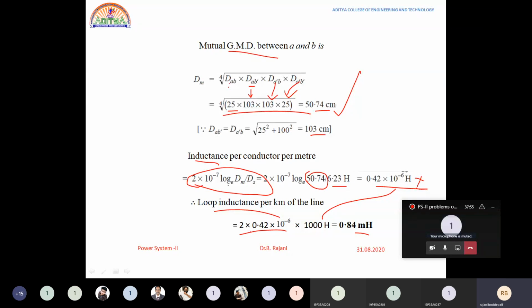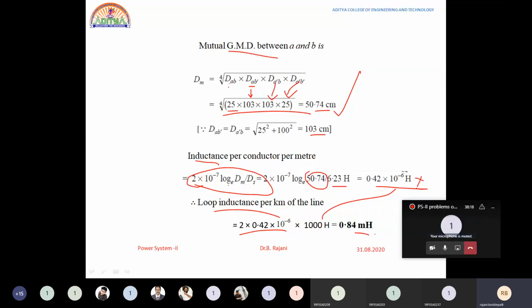Whatever value we obtained over here is multiplied by 1000, so that we are talking in terms of kilometers. Then it becomes 0.84 millihenries, that is nothing but 10 to the power of minus 3, where minus 3 means milli. It is in terms of millihenries. This is how you need to do it.